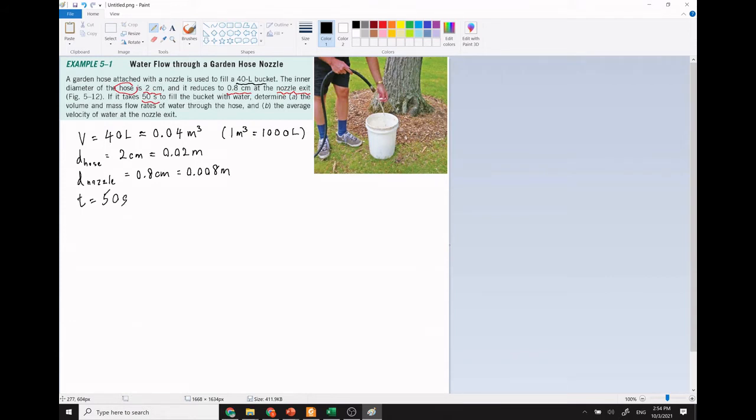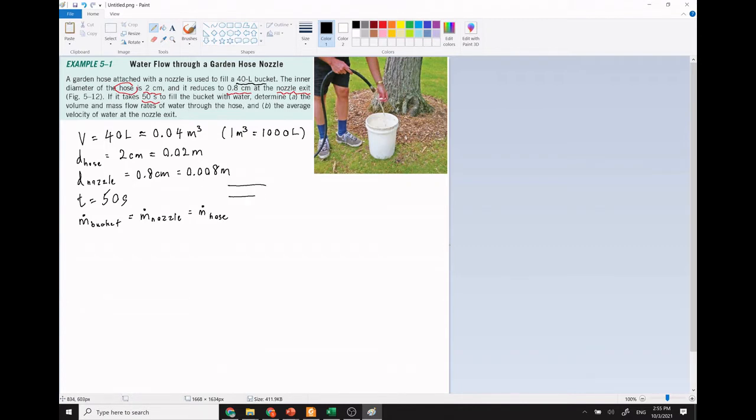Right, now A, determine the volume and mass flow rate of water through the hose. The mass flow rate to fill up the bucket should be equal to the mass flow rate passing through the nozzle, which should be equal to the mass flow rate passing through the hose.